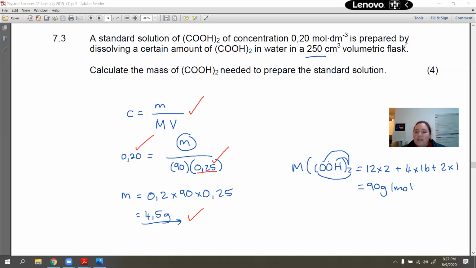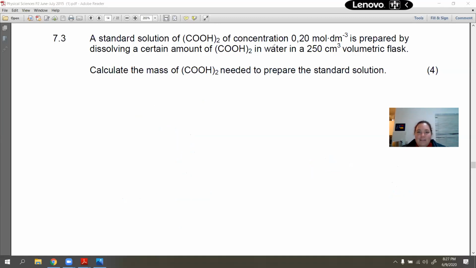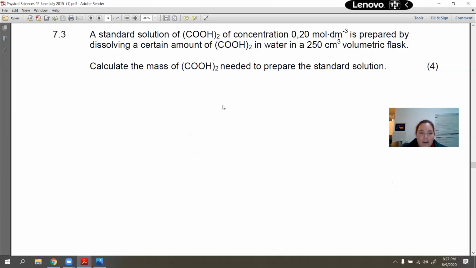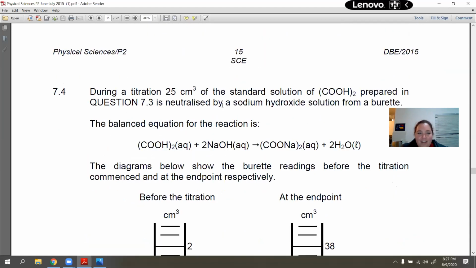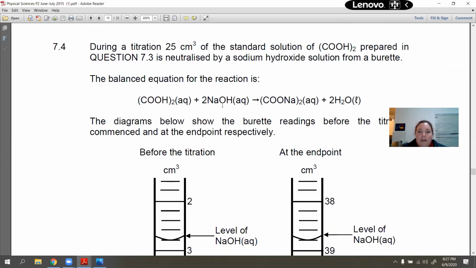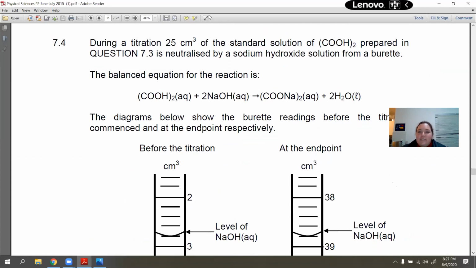Now, quickly take a screenshot if you need to, because the last question is the one that I wanted to get to with all of you today. As I said earlier, this is the kind of question you pray for in an exam. The last question is talking about a titration. So it says here, during a titration, 25 centimeters cubed of the standard solution of (COOH)2 prepared in the question is neutralized.